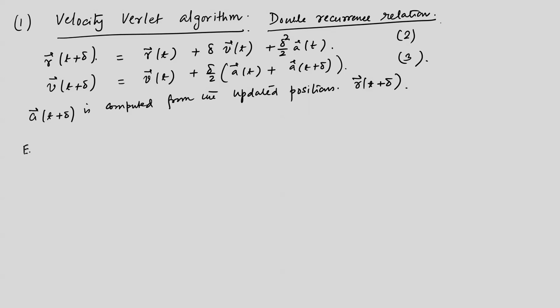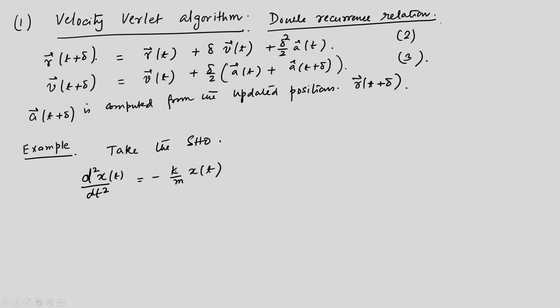So, let us take an example. Take the simple harmonic oscillator, and the equation of motion is given by d 2 x d t 2. x is a function of t, it is equal to minus k by m x of t. Just to remind you that this k is equal to the force constant. So, it is Hooke's law pretty much that is written, which says that f is equal to minus k x. So, this is the restoring force.